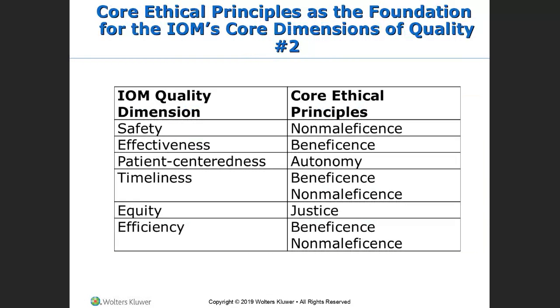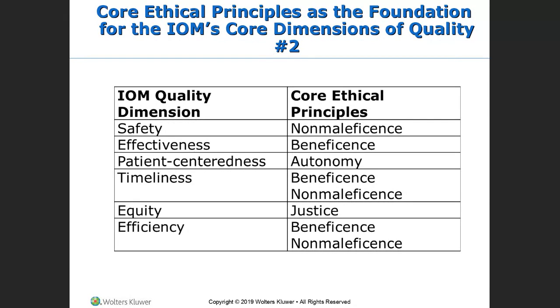Some of the comparisons on that: there are core ethical principles, and there are also the Institute of Medicine's core dimensions of quality. The Institute of Medicine is in the United States, and this is a chart to show how the two of those work together. The Institute of Medicine talks about safety, which equals the core ethical principle of non-malfeasance. Effectiveness equals benefits, and patient-centeredness in the IOM quality dimensions equals autonomy.